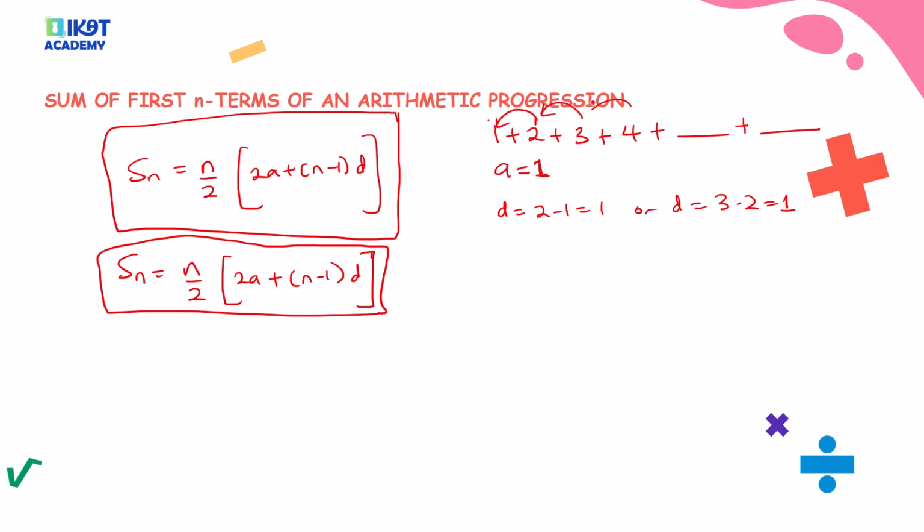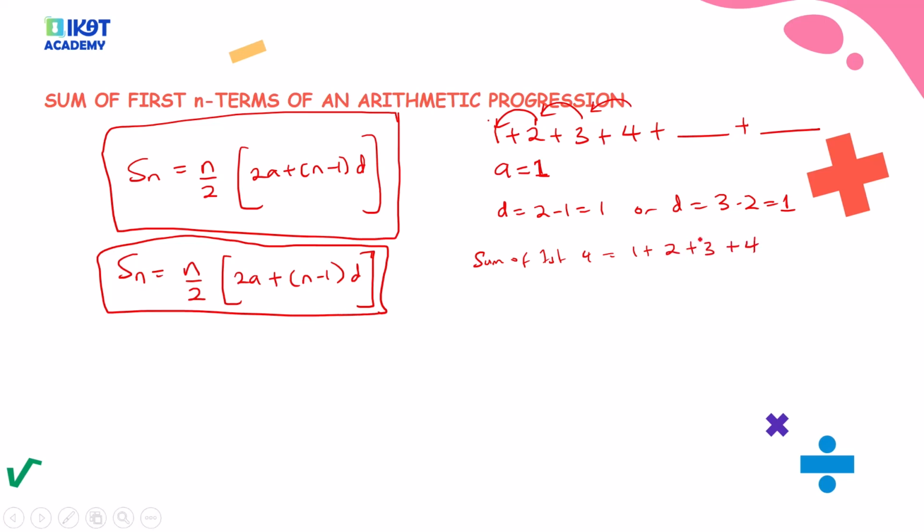Then now we have d is 1, and a is 1. Then now we want to find the sum of the first 4 terms. Here it's simple. The sum of the first 4 is 1 plus 2 plus 3 plus 4. So this is 5, this is 10. The answer here is 10.